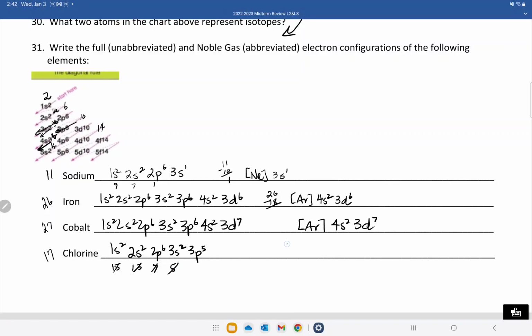Abbreviated, I go up one all the way to the right. Neon is my base. 17 electrons, but when I write neon, I've essentially written the electron configuration for the first 10. Then I come up, I find neon. The next is 3s. So it's going to be 3s2, 3p5.